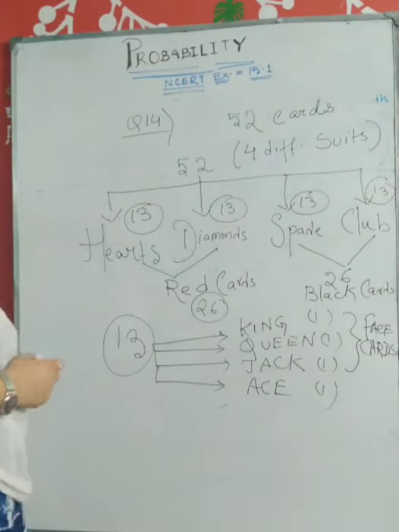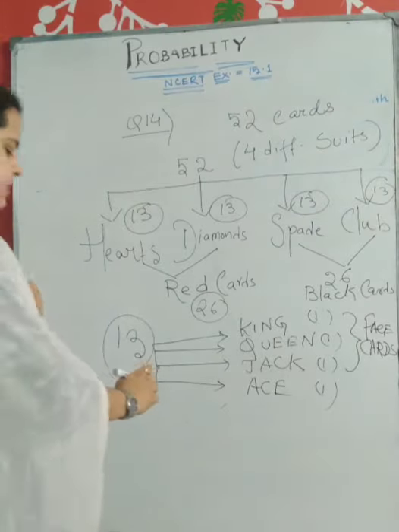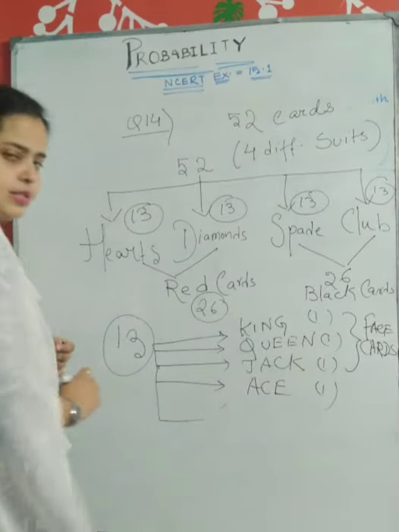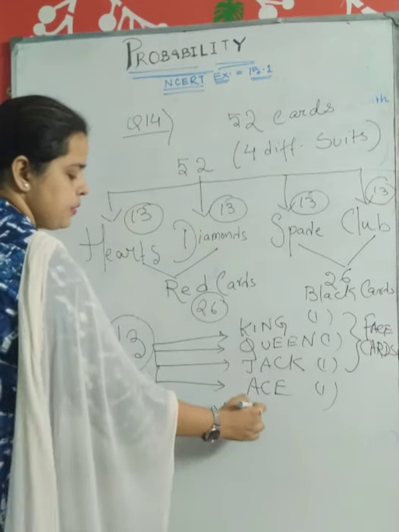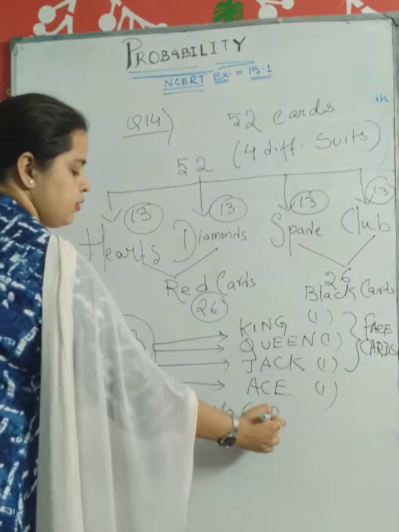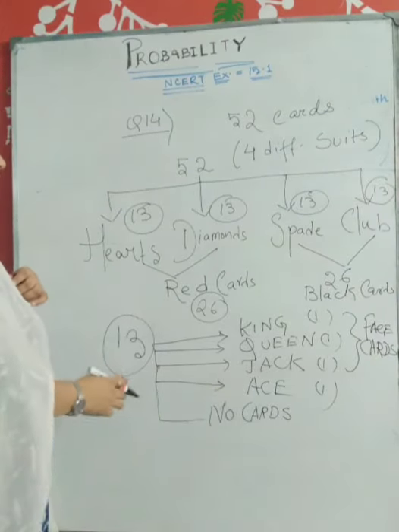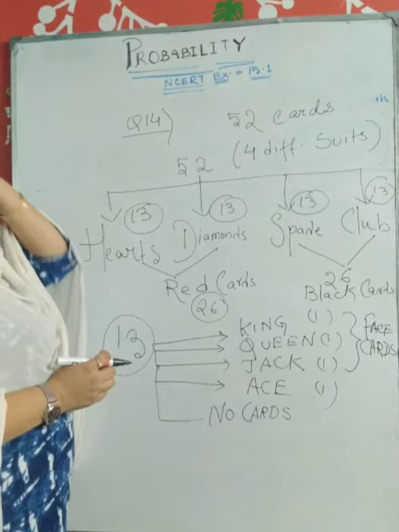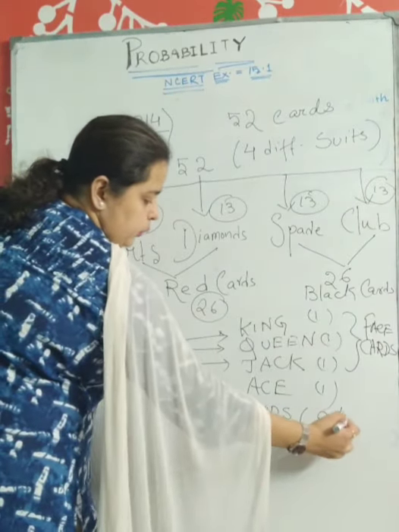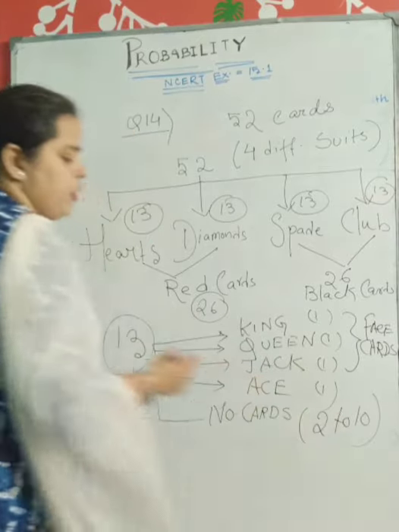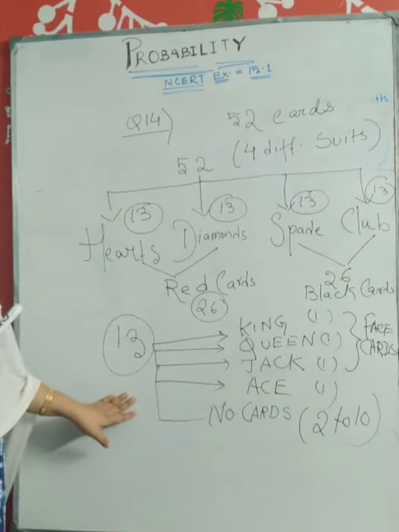Okay. Now, out of 13, there are 4 such categories. What about the rest? The rest are number cards. How many are left out? The rest are 9 cards. So 9 plus 4 gives me 13. From number 2 to 10, I have number cards.